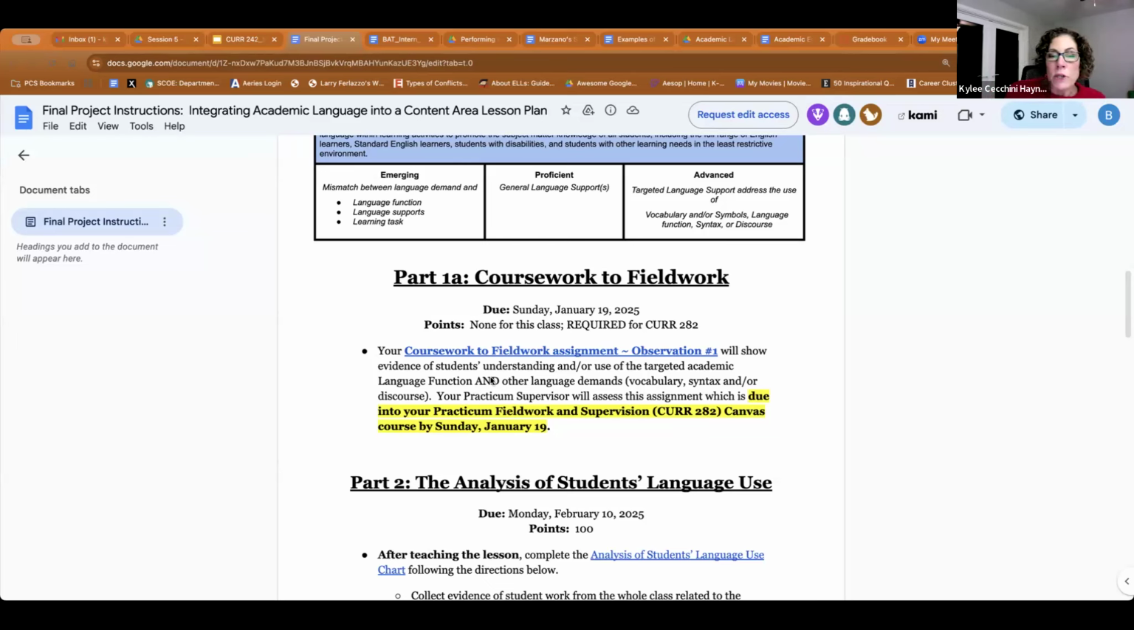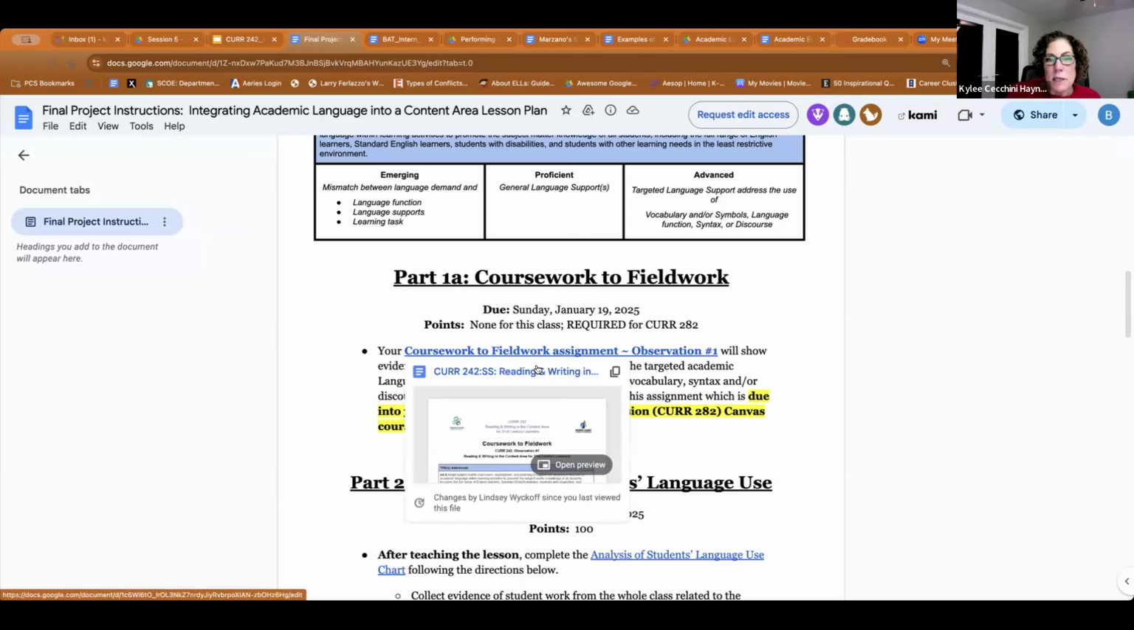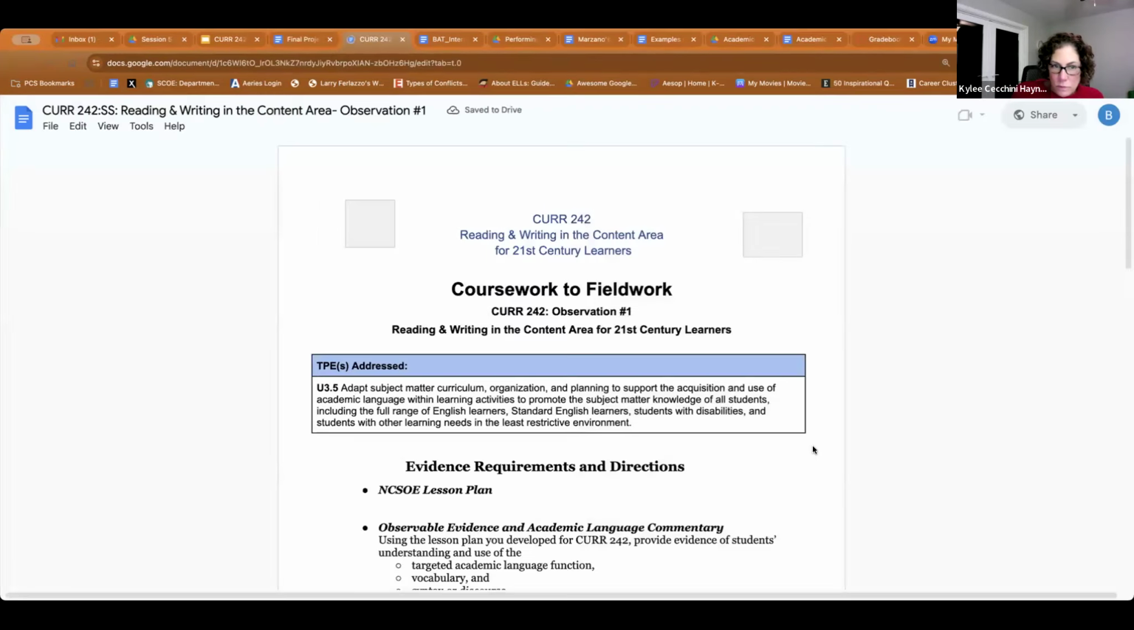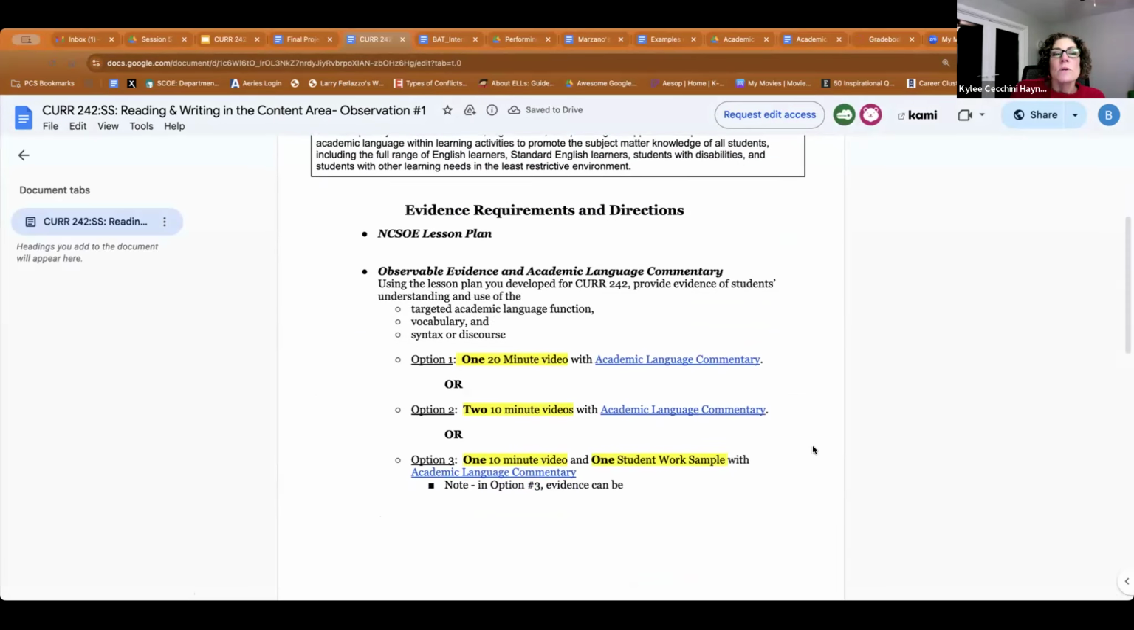So what is going to happen with your coursework to fieldwork is somebody needs to see that. You're going to record yourself teaching your students about the word description, let's say, having your students write a descriptive paragraph, that sort of thing. So let me get into this and have you take a look.